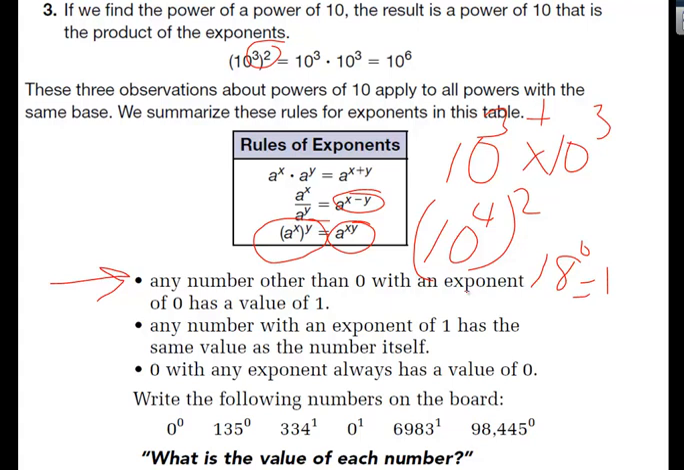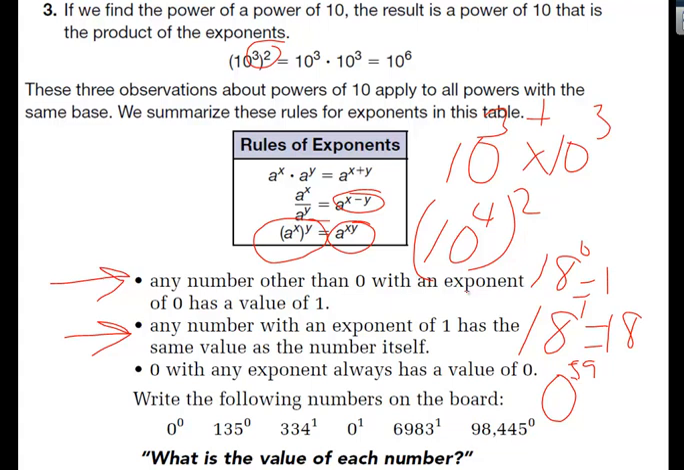Important rule to remember. Another important rule to remember is this one here, that any number with an exponent of 1, so let's do 18 to the 1, is equal to itself. So 18 to the first power is 18. 18 to the 0 power is 1. Now 0, whenever you have 0 with any exponent, even if the exponent was 59, 0 to the 59 is still 0. Right? It would still be equal to 0.